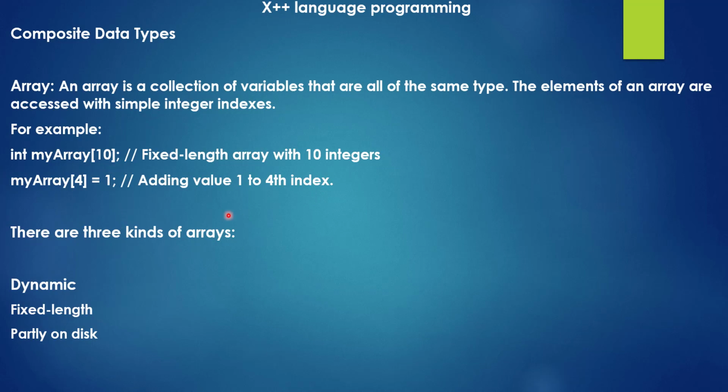And there are three kinds of array. In X++ we have mainly three kinds of array: the first is dynamic, then fixed length, and partly on disk. Let's go and see all of these one by one.